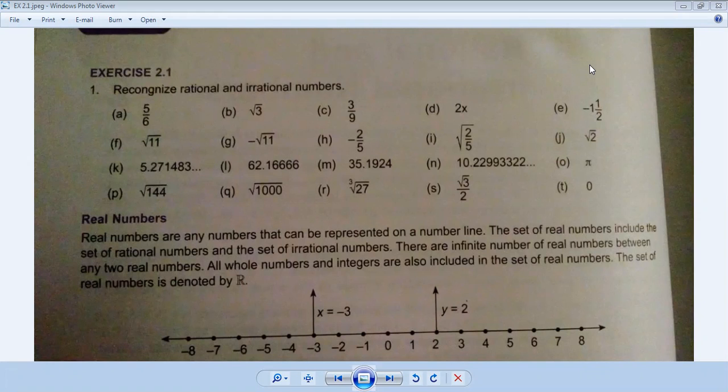Exercise 2.1 says that you have to just recognize rational numbers and irrational numbers. We have been given different numbers, and we have to recognize which one is a rational number and which one is an irrational number. So before identifying rational and irrational numbers, first we'll have to look at the definition of exactly what a rational number is, what an irrational number is, and how you will be able to identify them.